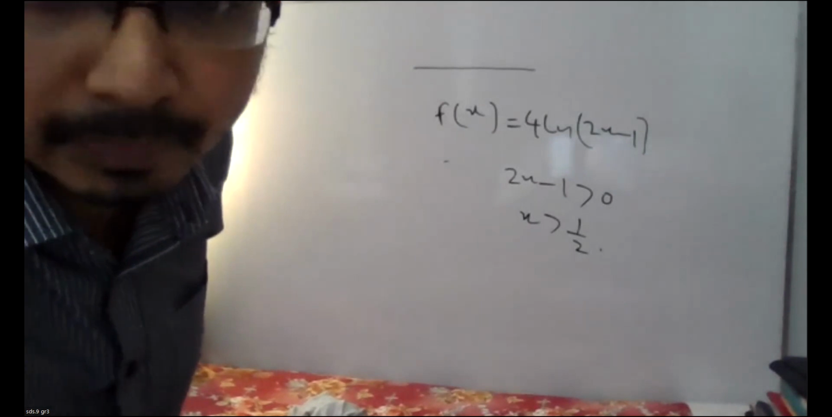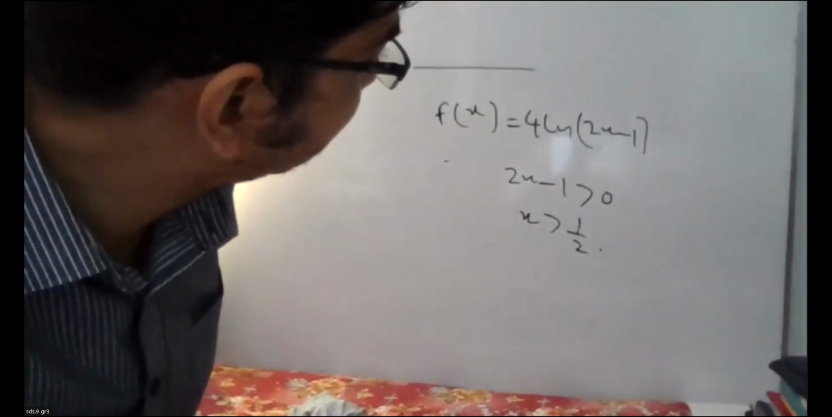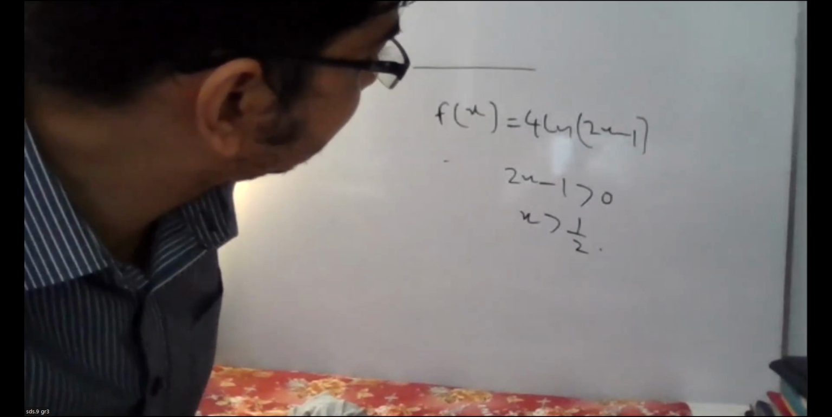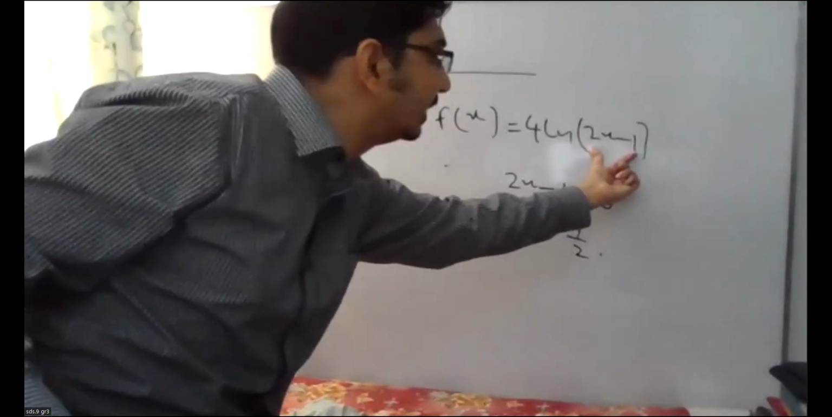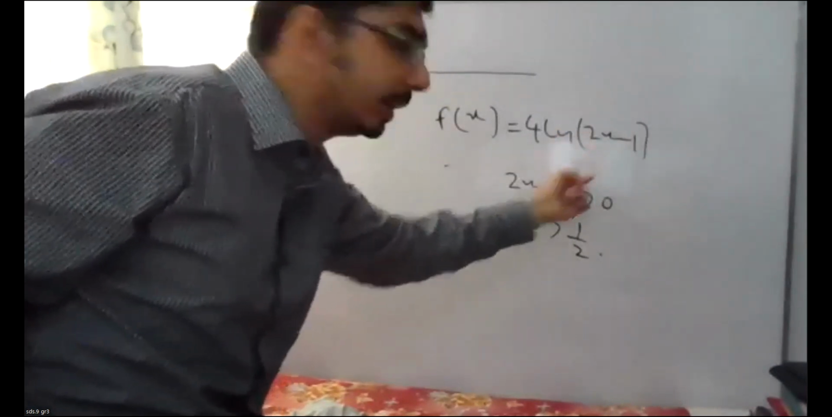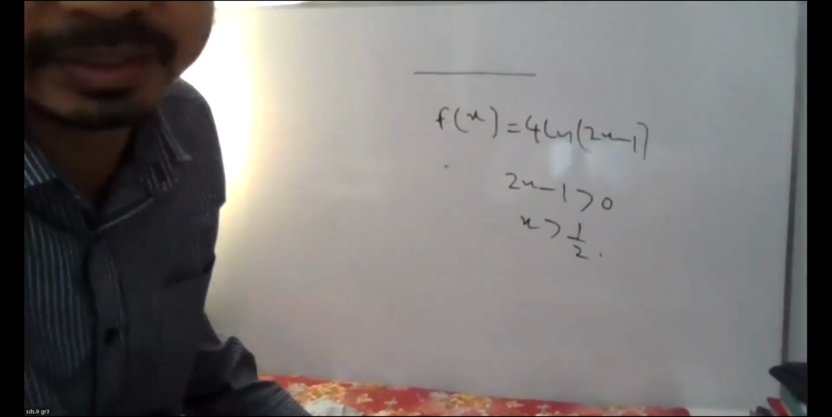Yes, sir. You got it, right? Here it is asked to find the domain. So what will the answer be? Whatever is inside the ln has to be greater than 0. So 2x minus 1 is greater than 0, so x is greater than half. That's all there is, nothing else.